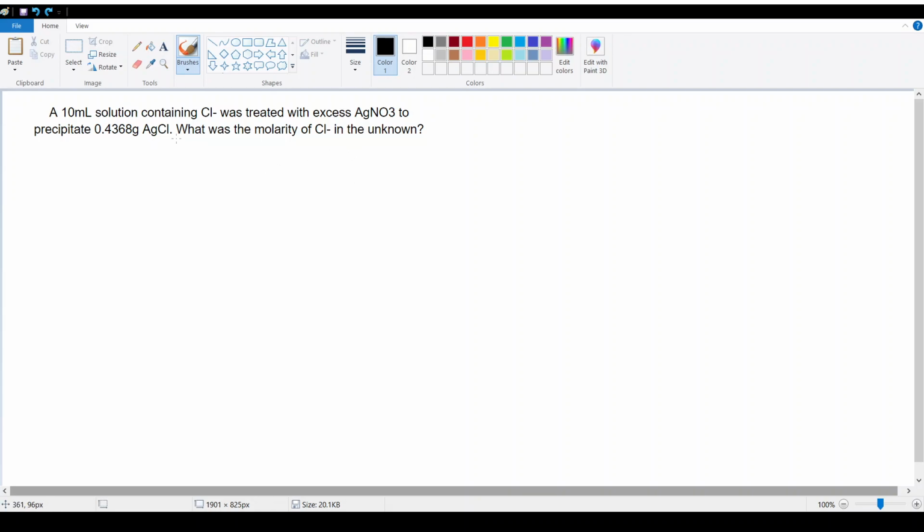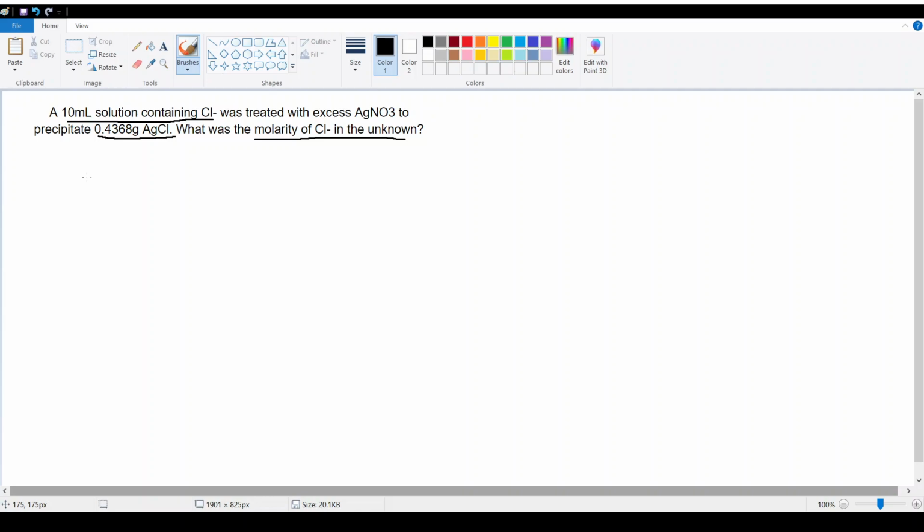So once you get AgCl as a powder, you can weigh it, and then you can find the amount of Cl that was in your original unknown sample. So today we're going to be finding the molarity of Cl in the unknown. Now we know we have 0.4368 grams of AgCl, and we have 10 milliliters of an unknown solution. So first we have to start out the problem by finding the moles of Cl.